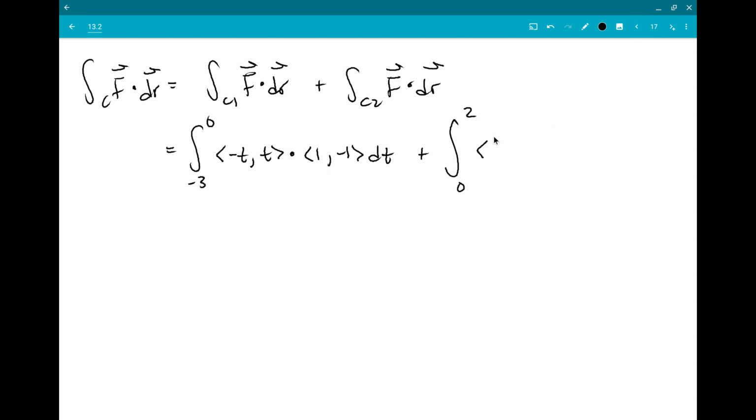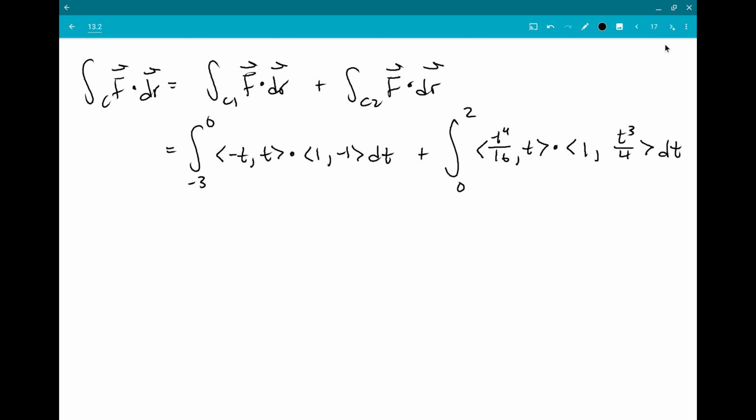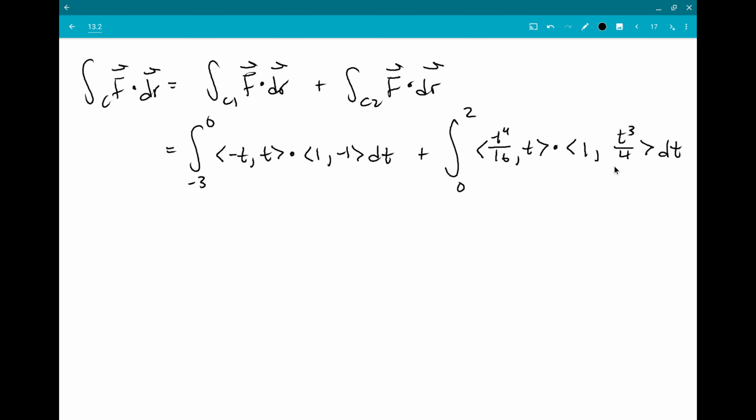And we're looking at t to the 4th over 16 comma t dotted with 1, t cubed over 4, I think. 4th over 16 comma t. Okay, so all I've done is I've taken what we found down here following our parameterization process and put it all together in one line, where we're saying we wanted to find the line integral over all of C. We knew we had to break it up into the straight line and curvy line part. And here's what happens when we just follow the steps of the process for those two parts.